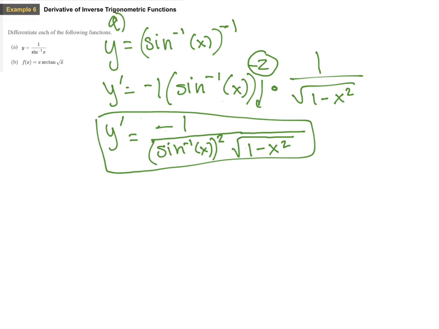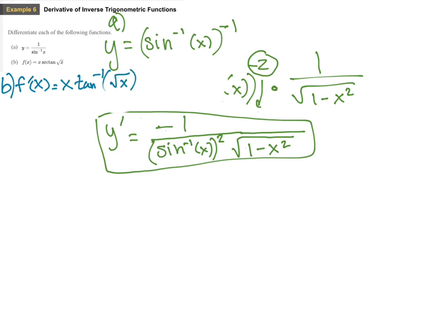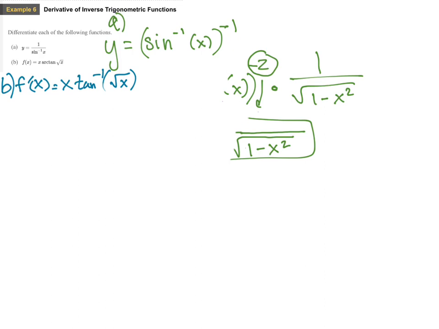Yep. Okay, so for part B, the equation is f of x equals x times arctan or tangent inverse of square root x. And I'm out of room here. Sorry if y'all didn't get that all written down. Tangent inverse of square root x. Yay, YouTube. You're going to be able to go back and do that later.